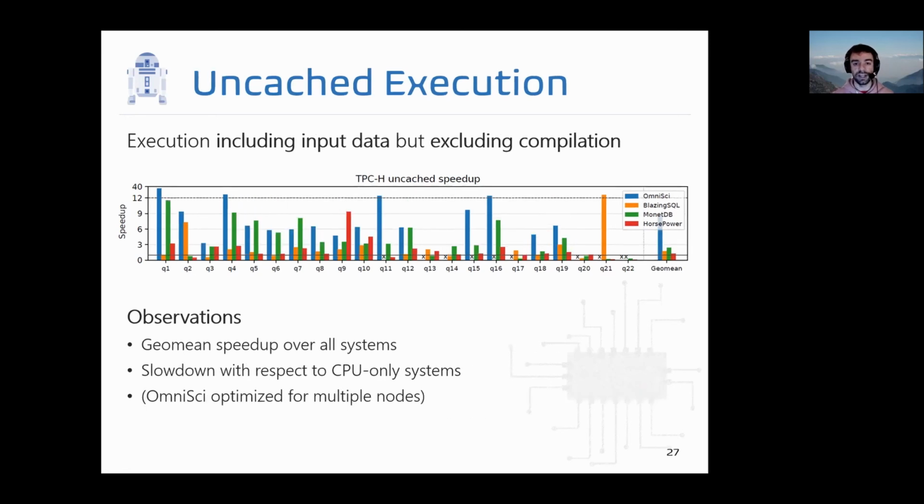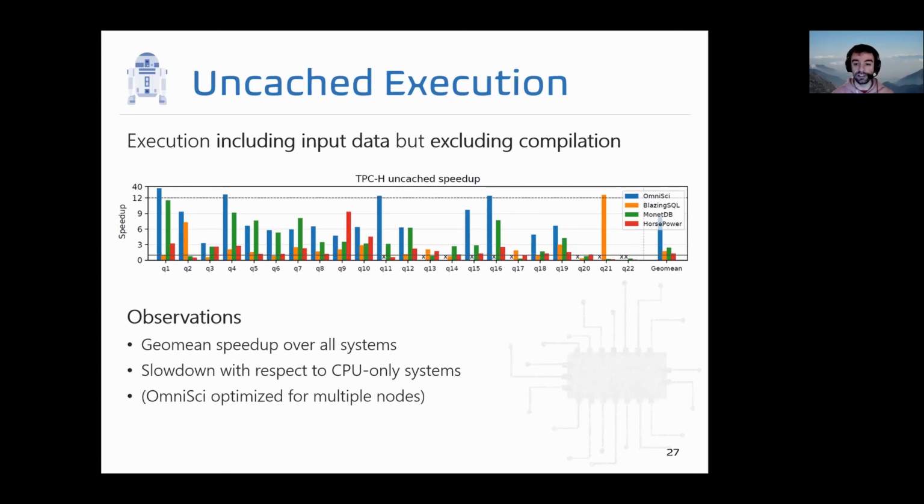In terms of uncached execution, this concerns scenarios where you'd have the data changing on the GPU, but the query is going to be repeatedly run. This is execution including input data costs, but excluding the compilation phase. This picture over here is again a speedup graph, higher is better for our system, lower is worse. And so firstly, we do still have a geometric speedup over all systems, although not as good in general, especially with regard to CPU systems which don't have to transfer any data.